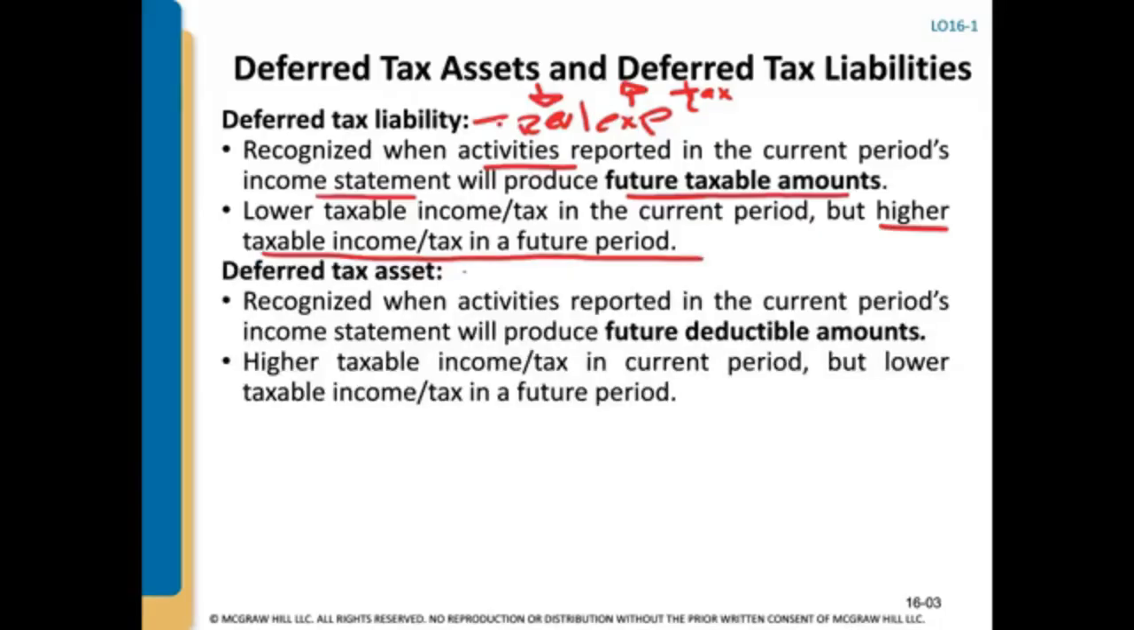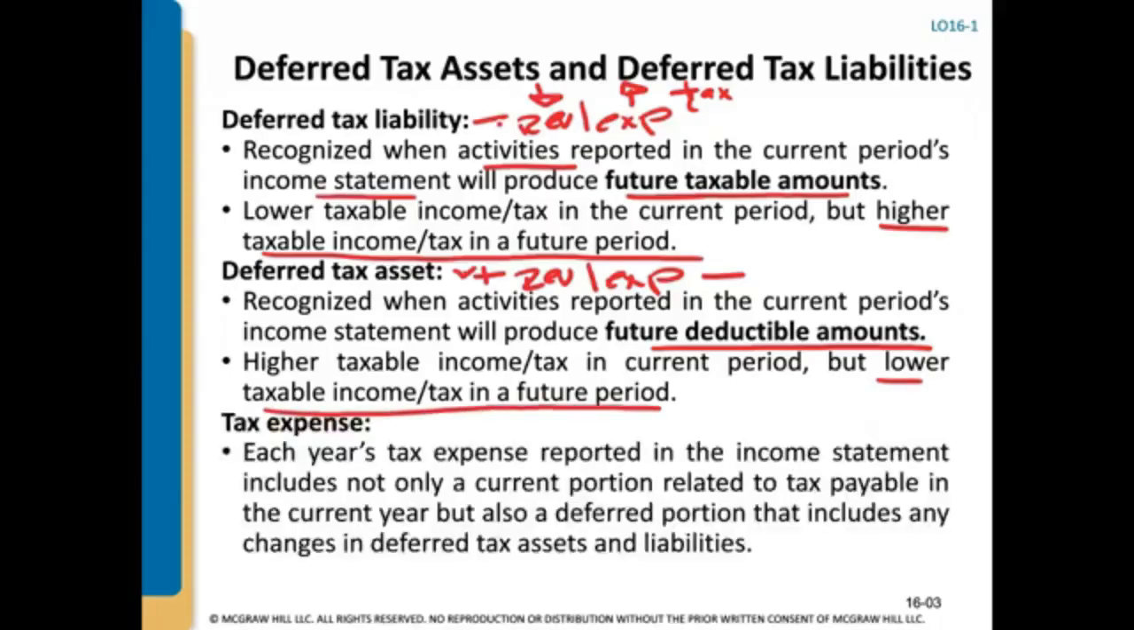On the opposite side, we have deferred tax assets, which are recognized when revenue and expenses reported in the current period's income statement will produce future deductible amounts. So this means we have more revenue and less expenses for tax than we do for financial reporting, but that means in the future, we're going to have less revenue or more expenses for tax. And therefore, in the future, we'll have lower taxable income and lower tax payable.